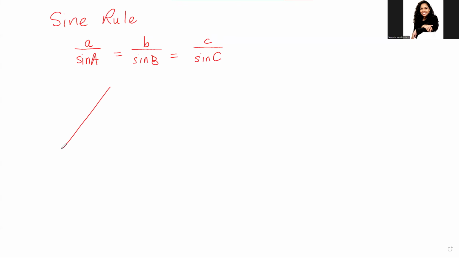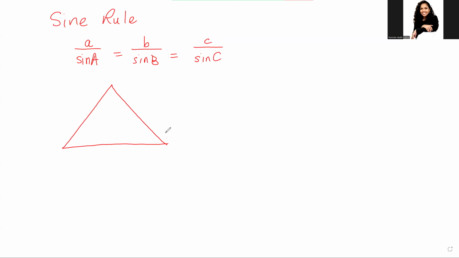So just to recall, the sine rule is a over sine of angle A is equal to b over sine of angle B, which is equal to c over sine of angle C. And that applies to a non-right angle triangle.